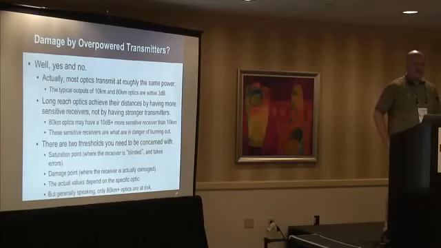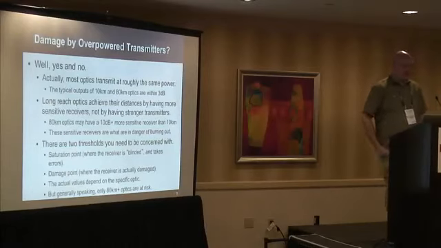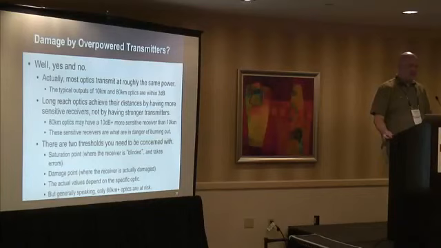So there's two different thresholds out there. There's what's called the saturation point. It's the point where the signal is so bright that you just can't read it anymore, so you start taking errors. And then there's the point where you actually hit damage. These differ depending on the exact make of the optic. You can look it up, it's in the spec sheet. But generally speaking, only 80 kilometer stuff has this issue.